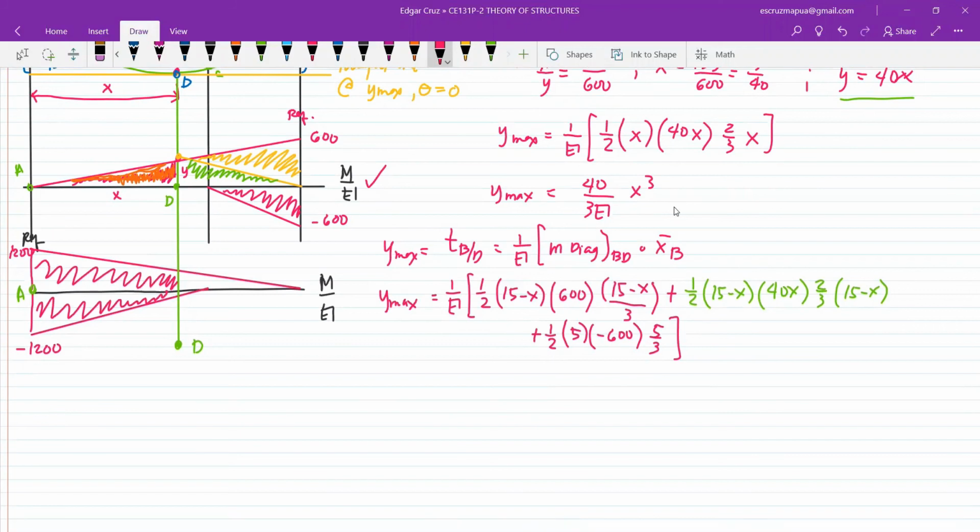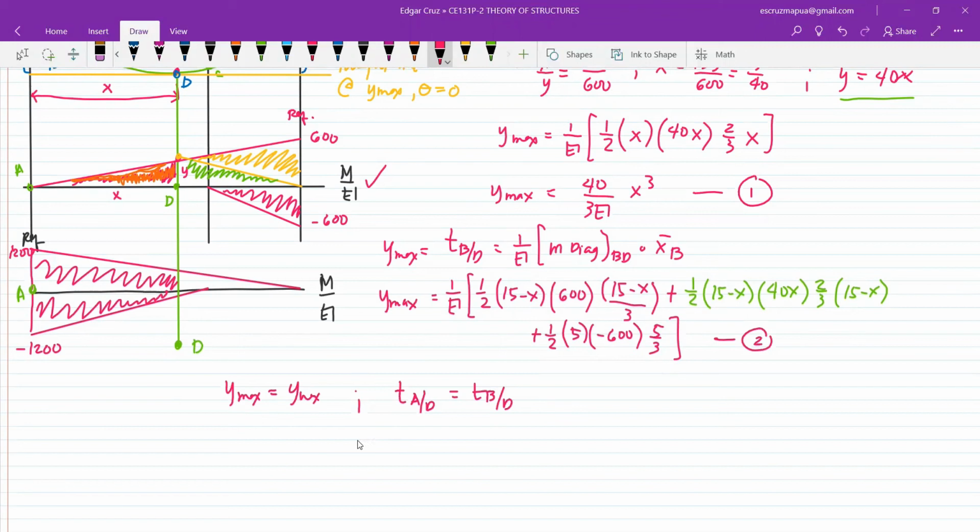So let us call this equation 1, and this is our equation 2. We can solve for y max, or the deviation AD equals the deviation BD. So we can equate the two.